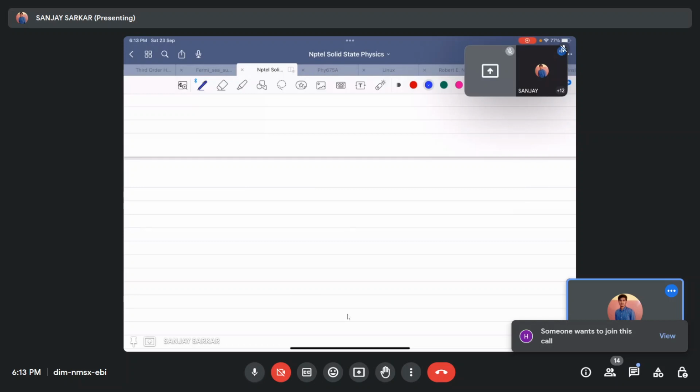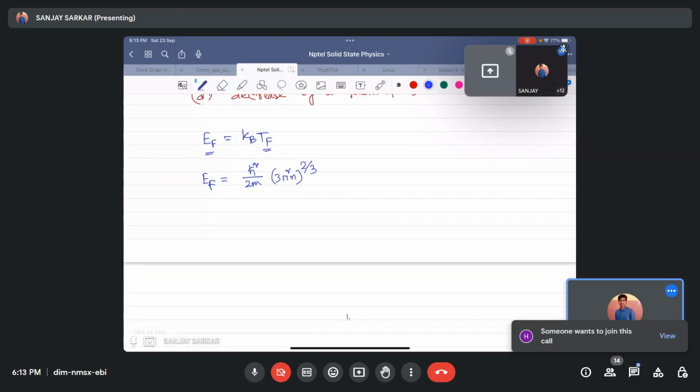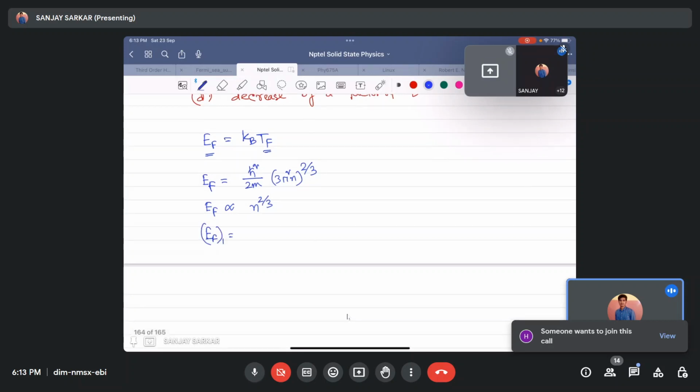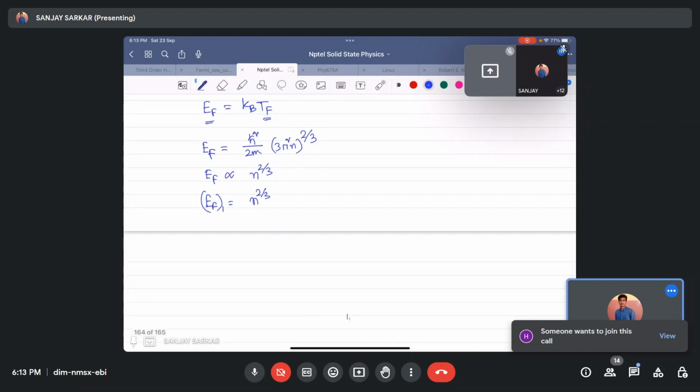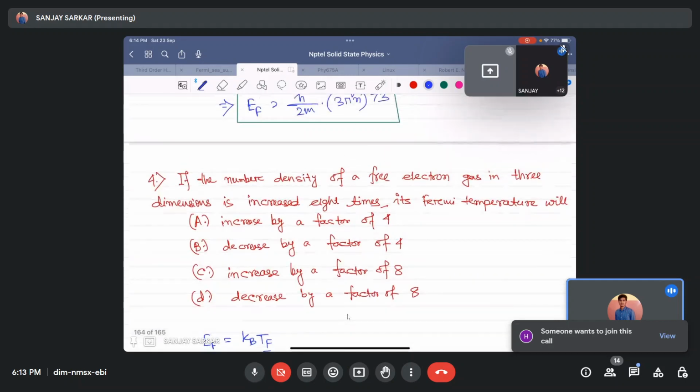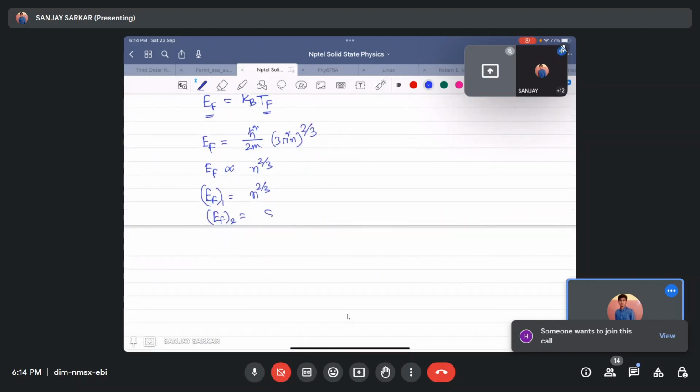Now you see that EF is actually proportional to n to the power 2 by 3. So for the first case, it is EF1, then it is n to the power 2 by 3. Now when we have increased n, then it will be EF2, and how many times have we increased? 8 times. So (8n) to the power 2 by 3.